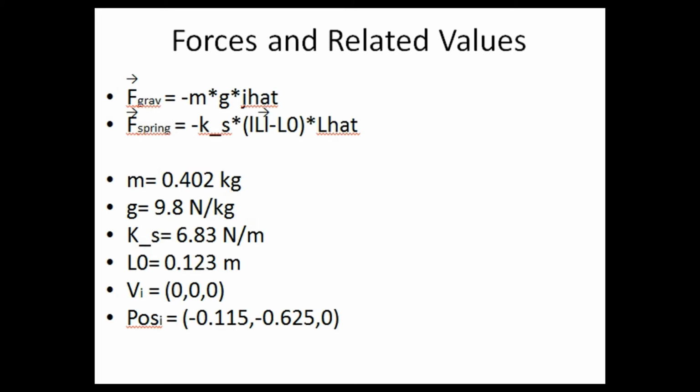And the mass is 0.402 kilograms, the gravitic constant is 9.8 newtons per kilogram, spring stiffness is 6.83 newtons per meter, the relaxed length of the spring is 0.123 meters, initial velocity is 0, and the initial position is negative 0.115, negative 0.625, and 0.